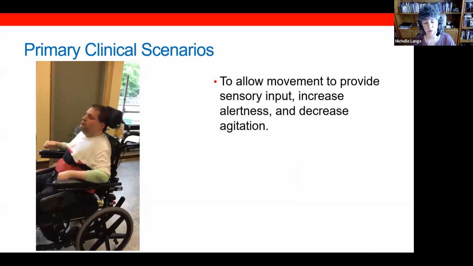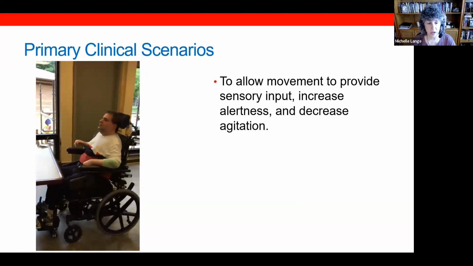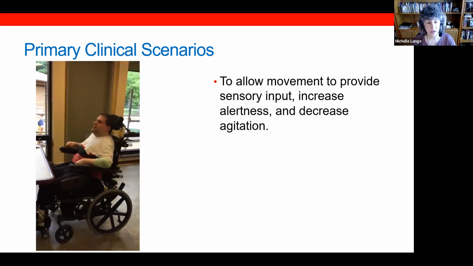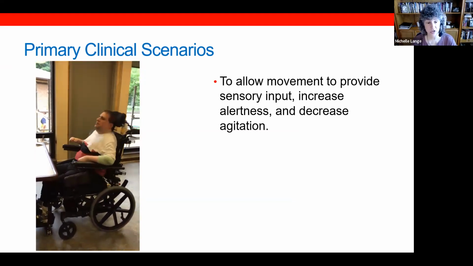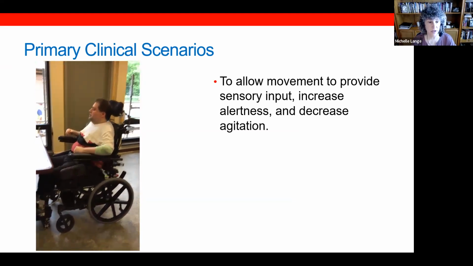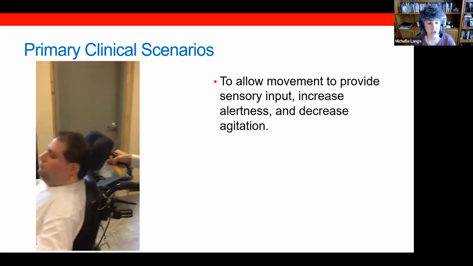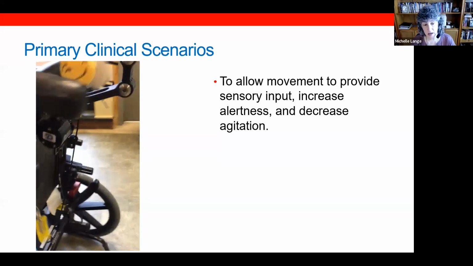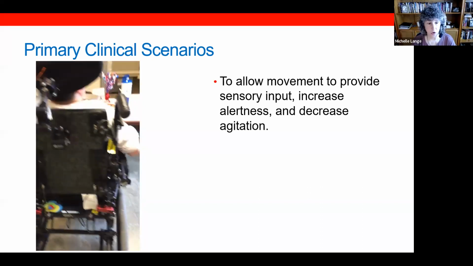Second, we have of those primary clinical indicators allowing movement. This gentleman here needs to move. He does this most of his day. If he can't move, he quickly becomes agitated. He becomes sub-aroused or less alert. So by allowing him this movement, he's much more content. He needs this movement. He's less agitated, more alert, and his equipment is also protected. He was rocking his previous equipment literally apart.